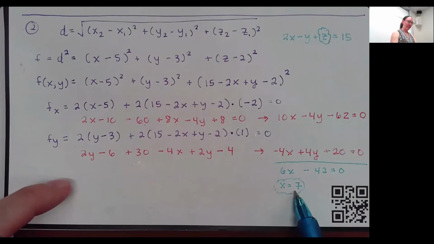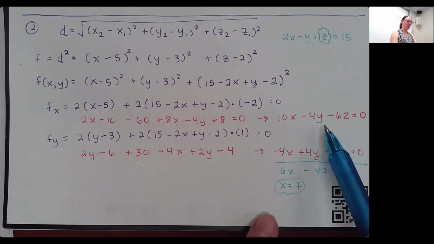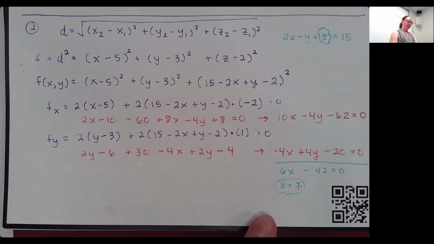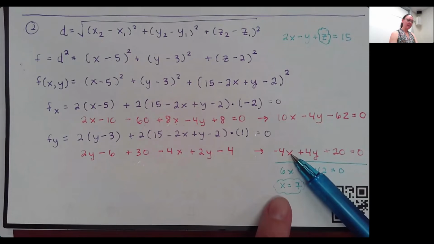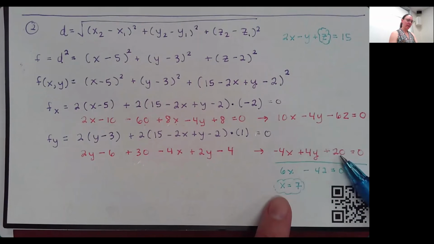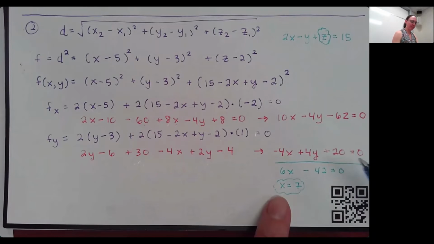If X is 7, I can choose either of these equations to plug it back in to get the value for Y. I'm going to choose the second one just because the numbers are smaller. So if I plug in 7 for X, I would have negative 28 plus 20 would put me at negative 8. So if 4Y minus 8 is equal to 0, I think Y has to be 2.